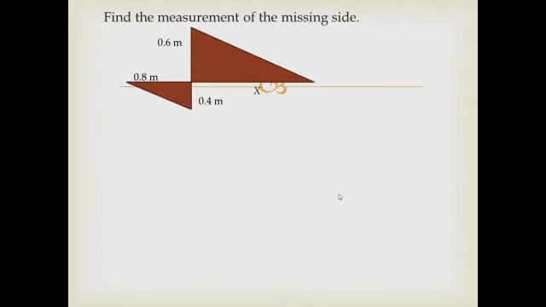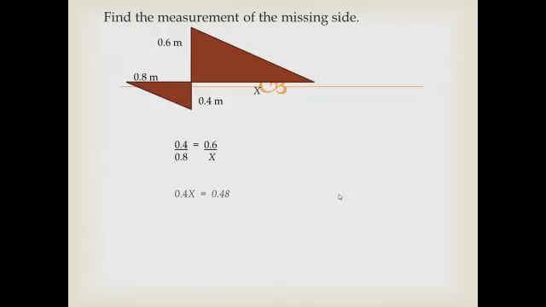Here's another example. Again, we have two right triangles. We know the legs of the smaller triangle, and we know one leg of the larger triangle, but not the other leg. We can still use a proportion to solve these problems. 0.4 and 0.6 are corresponding sides of the triangles. If we would rotate the smaller triangle so it was sitting right on top of the larger triangle, we would see that 0.4 and 0.6 sides are the corresponding sides. 0.8 is the corresponding side to x of the larger triangle.